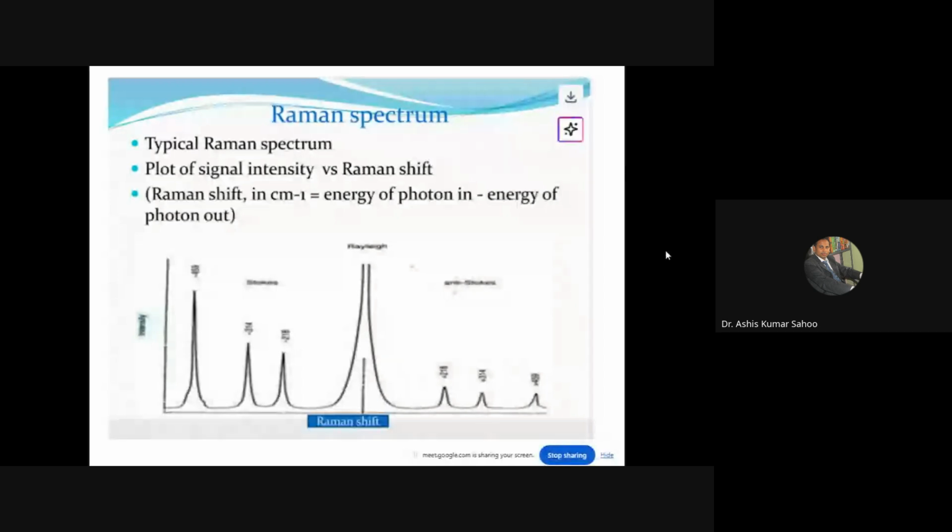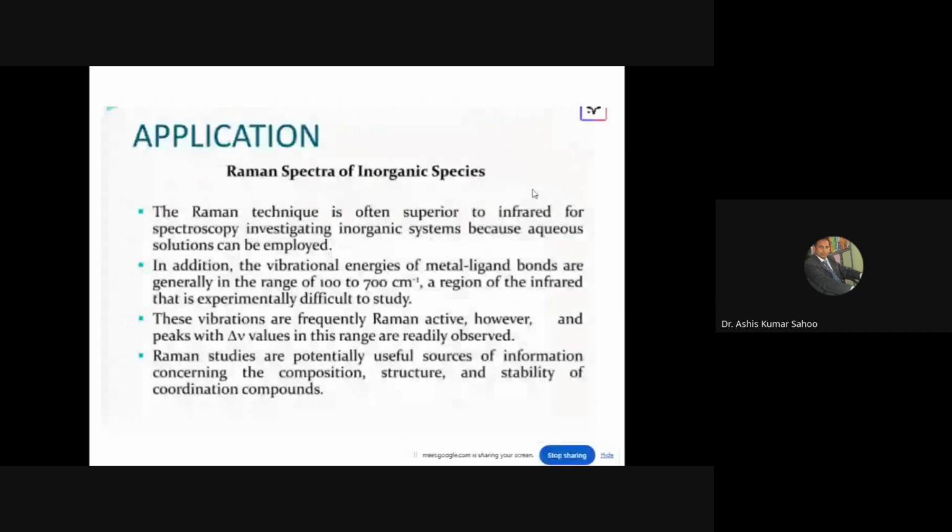So in a Raman spectrum, what do we see? This is a typical Raman spectrum, a plot of signal intensity. The x-axis is the Raman shift, and the y-axis is the signal intensity. Raman shift is expressed in centimeter inverse, meaning wave number. So this is the Raman spectrum.